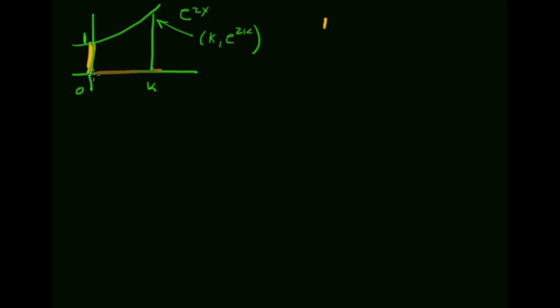This length here has to be k. This length here has to be e to the 2k, because that's how tall that is. So what we're left with is needing this part right here. Let's get these in there. You have 1 plus k plus e to the 2k plus something that we need a derivative for.